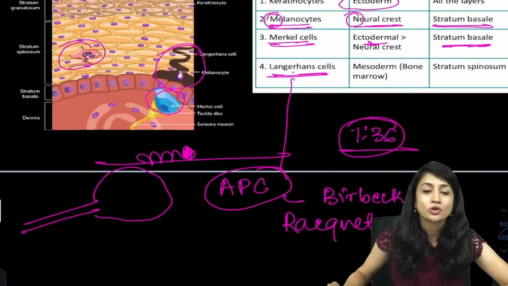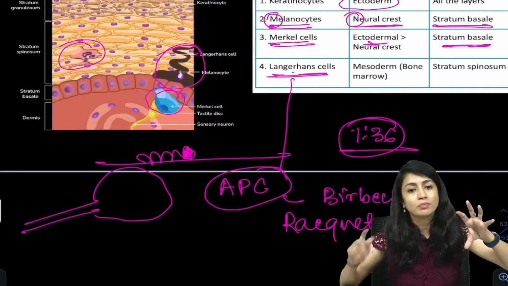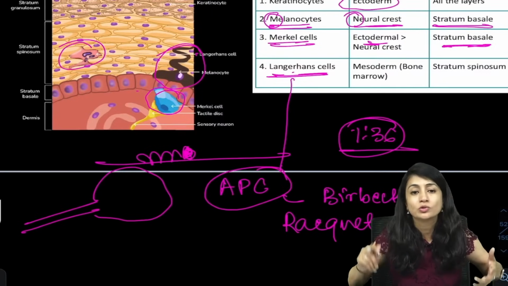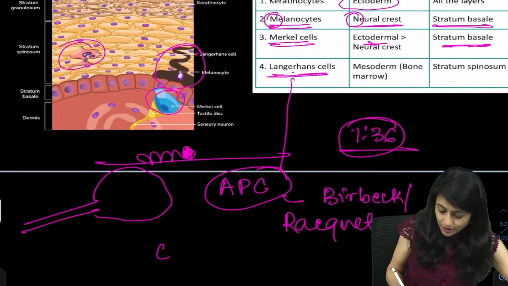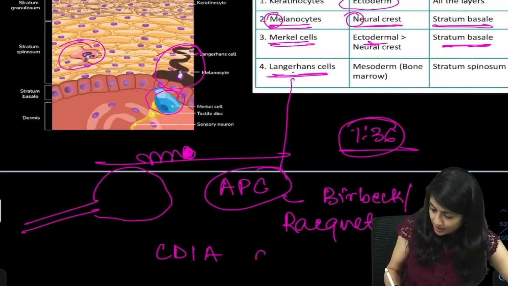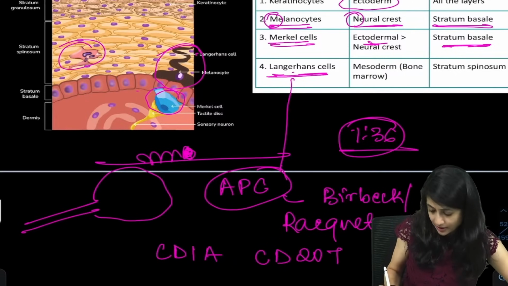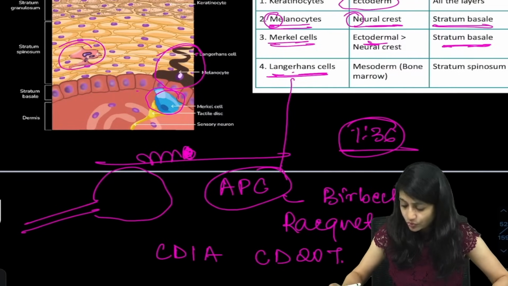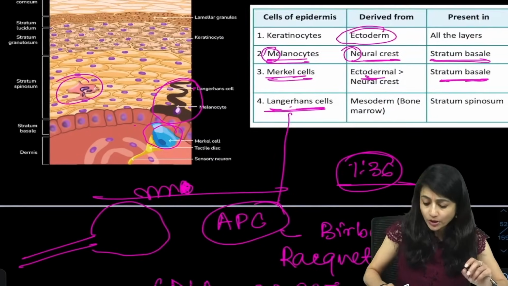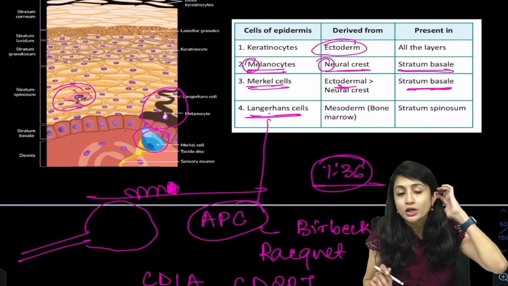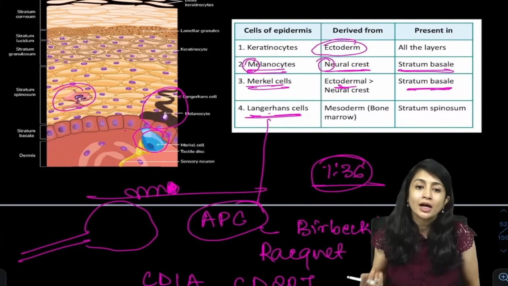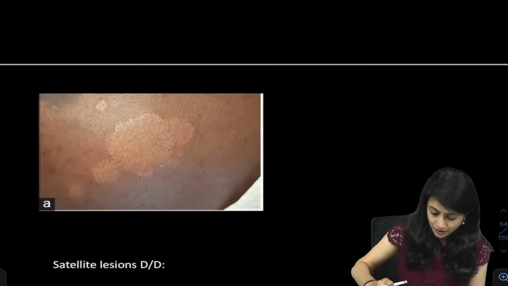Tennis racket appearance or Birbeck granules. So sometimes they give you an image of Langerhans cell, they give you Birbeck granules and ask you what granules they are. Then you also told me that yes, what are the markers? CD1A, CD207 are seen here. Right, absolutely right. So you should be knowing about all these cells which are there in the epidermis, what is its location, where are they derived from, and what are their important functions.